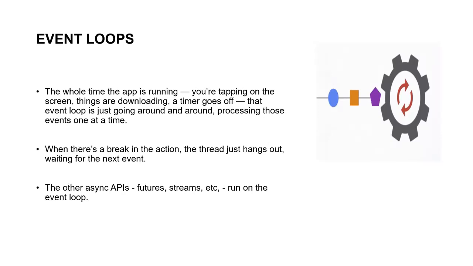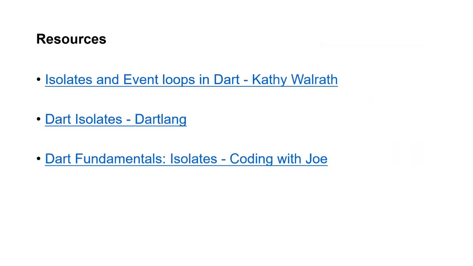And now, looking at the async APIs, the futures, the streams, and all the other async data APIs, like we said, they run on the event loop, and let's start looking at some of them. So maybe before I do that, you can find some resources, especially on isolates and event loops. I think I leave this one. So these provide very detailed information when you want to understand them further.